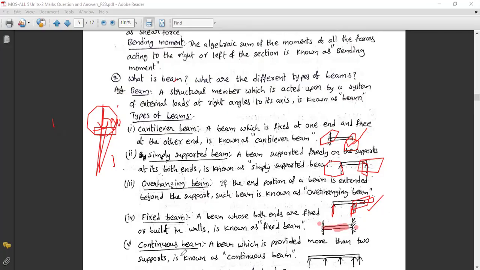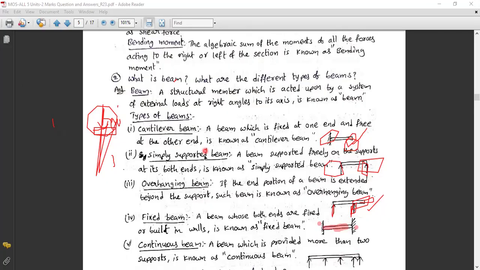What is a continuous beam? A beam which is provided with more than two supports. See, more than two supports. Here one support, two, three, four, five supports are there. A beam which is having more than two supports is a continuous beam. It will go like that only. So this is the difference between the continuous beam and the other beams here.